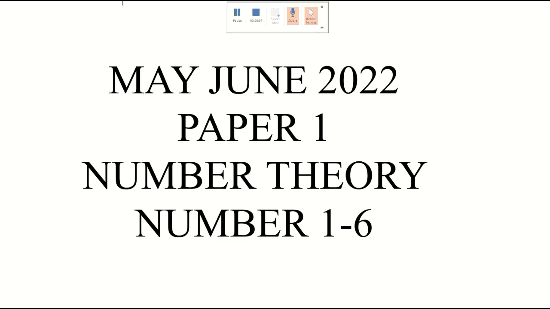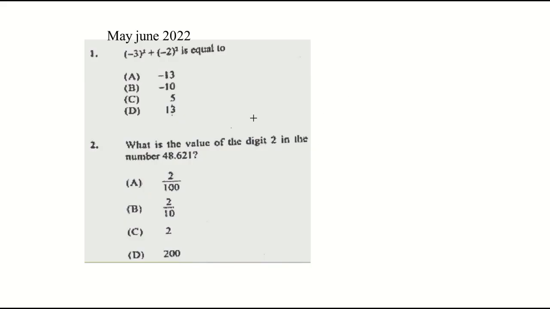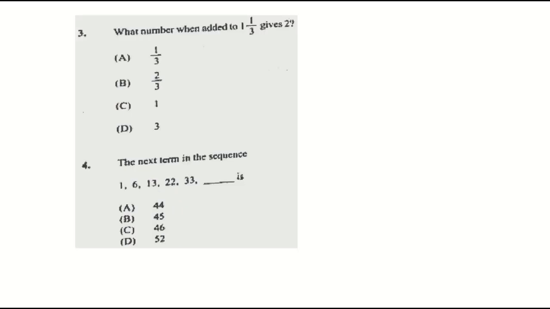Now we are going to be doing May, June 2022, paper 1, numbers 1 to 6. Alright, let's go. Right, this one is a repeated question. Minus 3 squared plus minus 2 squared is 13. The next repeated question: what is the value of digit 2 in 48.621? We know that's 2 over 100. Alright, this one, a repeated question as well.